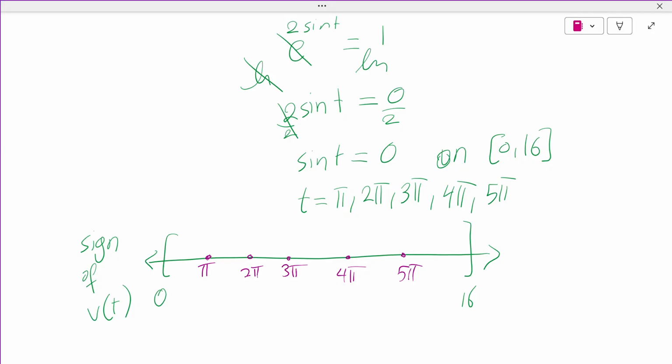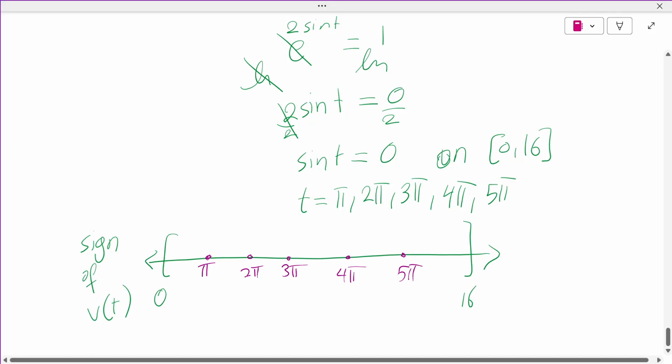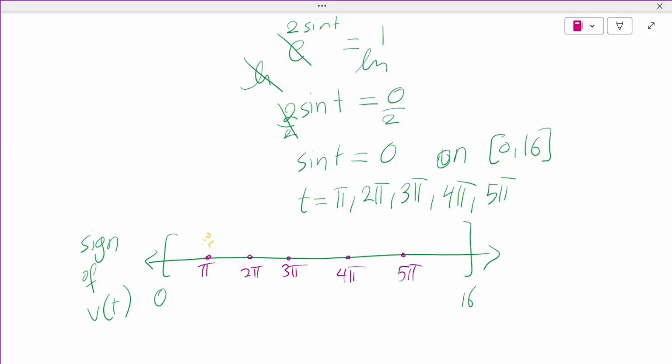Now choose values in between. How do we choose values in between? Well, we know that pi is 3.14. Choose a value less than this one, like 3, and check the sign of the given velocity. It will be positive. Now choose a number between pi and 2 pi, like between 3.14 and 6.28, like 4 or 5. It will be negative. And then positive, and then negative, and then positive, and then negative. I am assuming you can check all the intervals. Just replace pi with 3.14 and select test points in between.